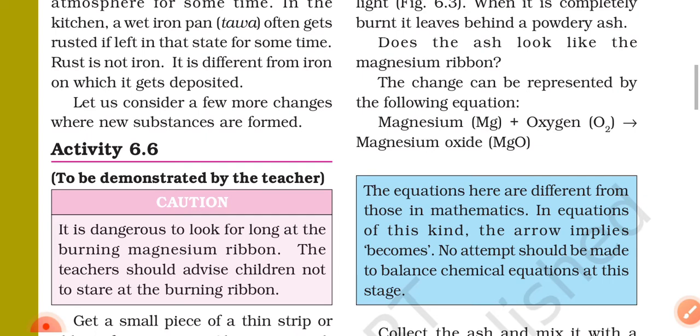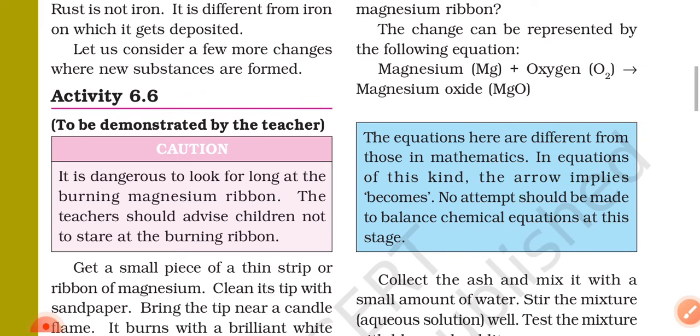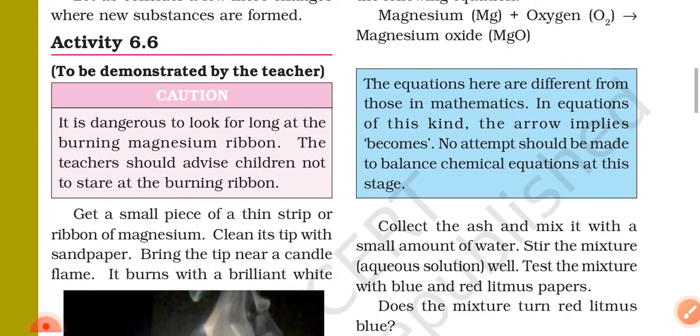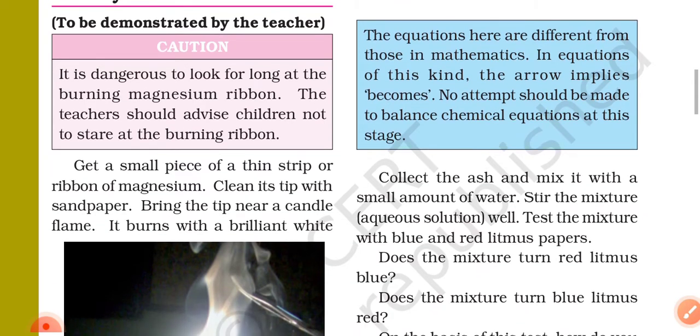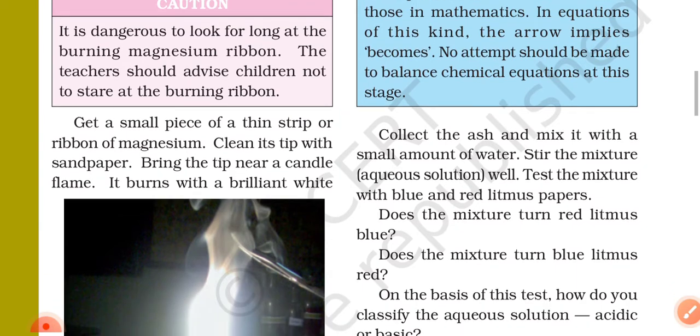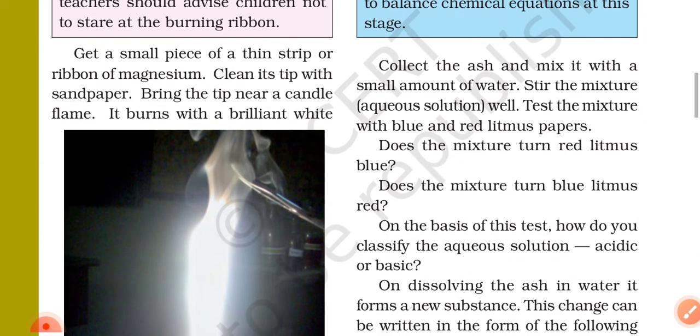The change can be represented by the following equation. Magnesium (Mg) plus oxygen (O2) gives magnesium oxide (MgO). The equations here are different from those in mathematics. In an equation of this kind, the arrow implies becomes. No attempt should be made to balance the chemical equation at this stage. Collect the ash and mix it with a small amount of water.